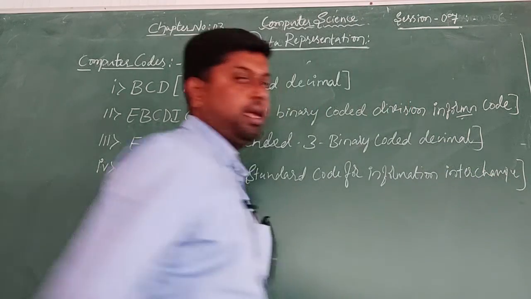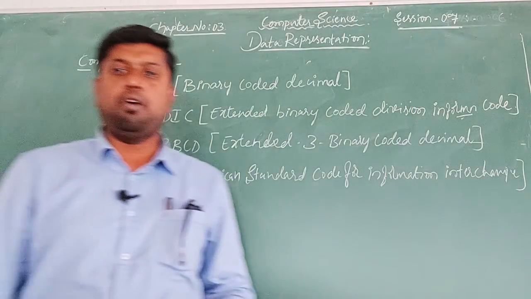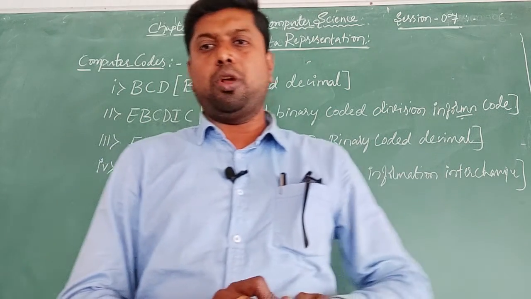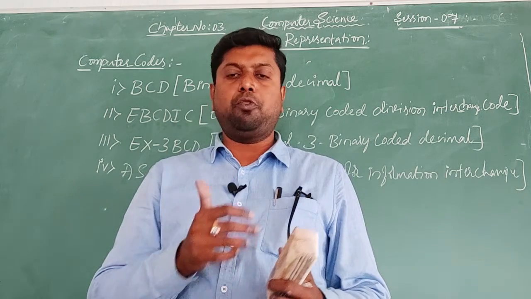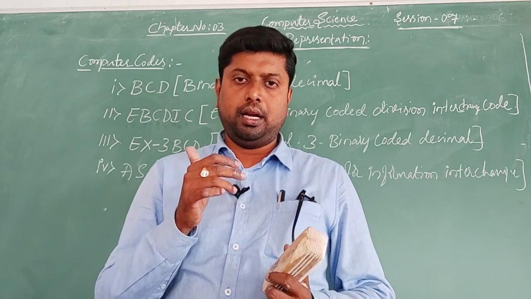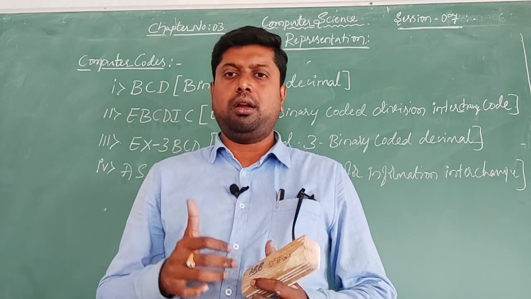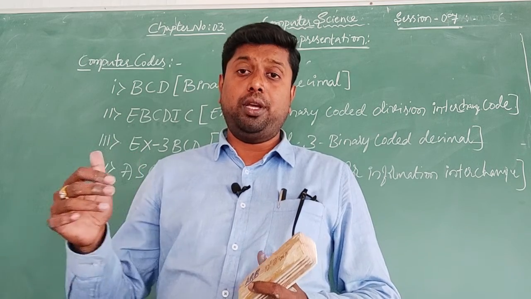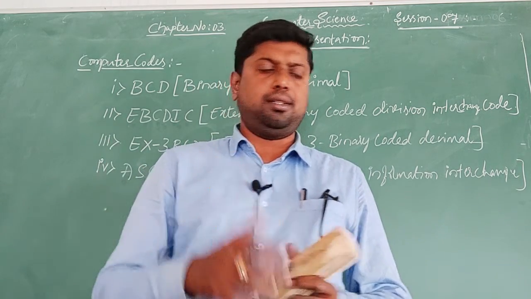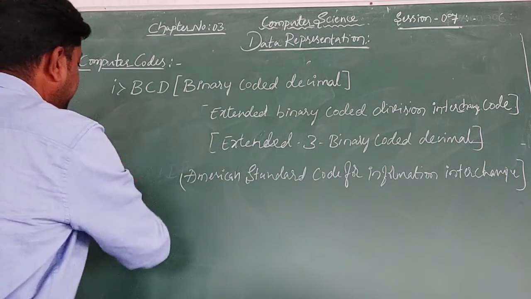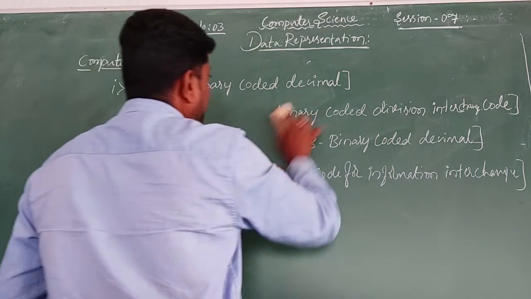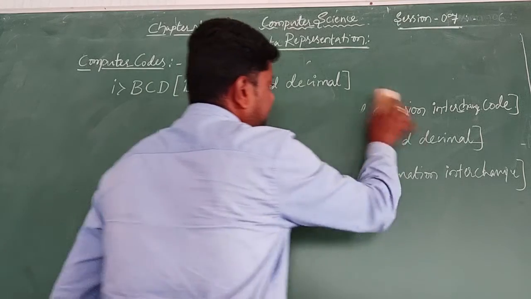So this should be the abbreviations of all these computer codes. If I want to explain one by one what will be the digits, maximum digits, or maximum memories, it will be considered like that. Just one by one I will consider that one. First one, BCD, binary coded decimal, will be the first example.